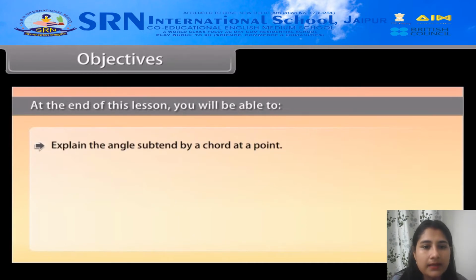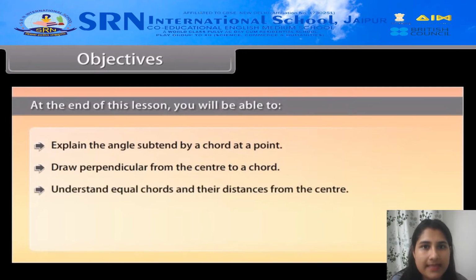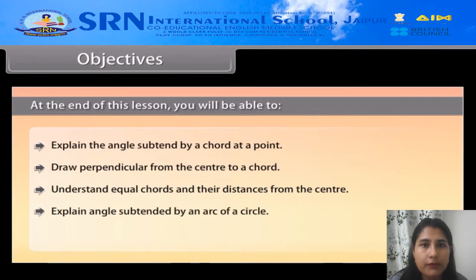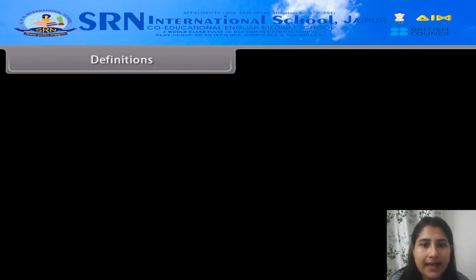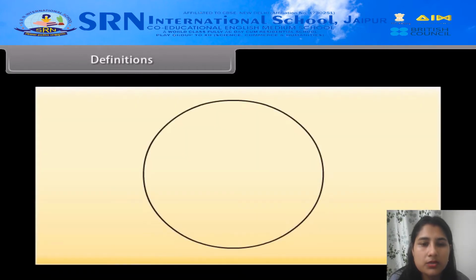Explain the angle subtended by a chord at a point. Draw perpendicular from center to a chord. Understand equal chords and their distances from the center. Explain angle subtended by an arc of a circle. Explain cyclic quadrilateral. So here is a circle drawn where a point is marked at the center of the circle.